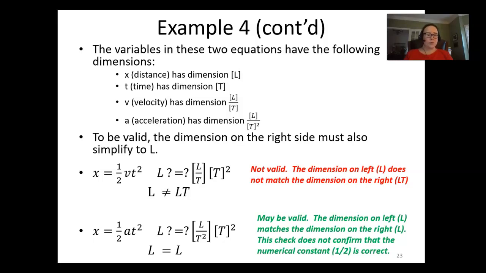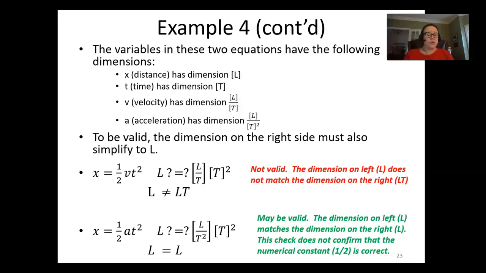But let's check the second equation. Again, I first replace each variable with its dimension. And so on the right-hand side, acceleration is L over t squared, and the dimension of t squared is t squared. I have ignored the 1/2 because that's a number, and we ignore numbers for this purpose. So now on the right-hand side, there is a t squared in the numerator and a t squared in the denominator. Those two things cancel, and so we do end up with a dimension of L on the left and a dimension of L on the right. Therefore, that second equation, it could be valid.